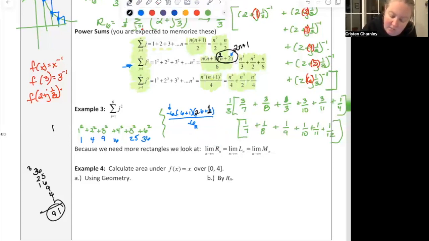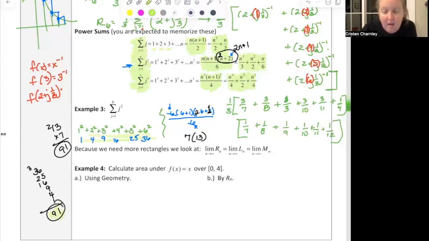So let's clean this up a little bit. This is going to be 7 times 13. The 6s do still cancel out. So 13 times 7, I get 91. And while the camera was off, I did go through and just add them up, and I also got 91, and the book says 91. So that summation is 91.